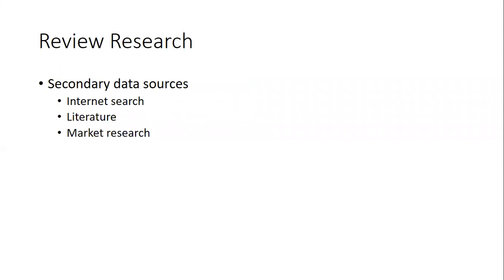So for secondary research, as I said earlier, you have internet sources, you have literature, even market research articles. This is where you find the source data around the problem you want to solve. You don't want to reinvent the wheel. You don't want to do research that has already been done. You want to go out there and check published data.